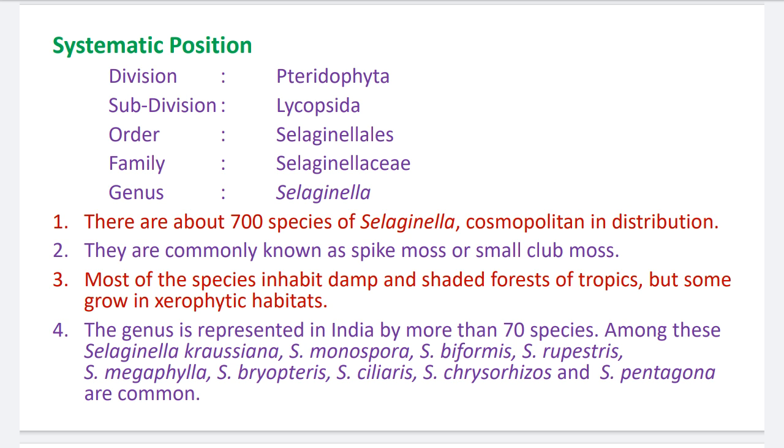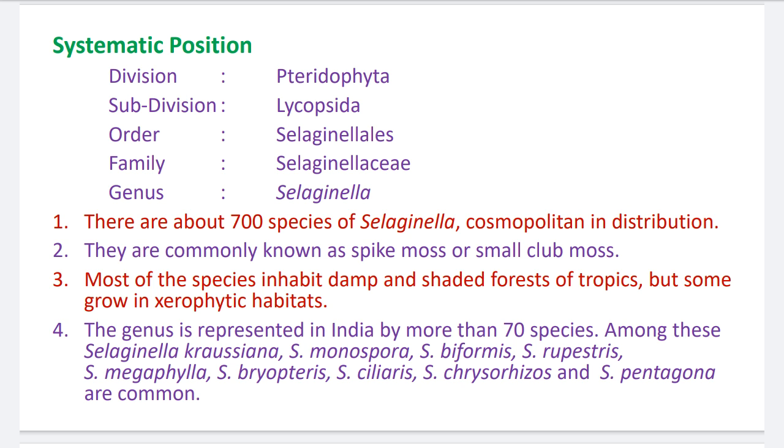Then there are about 700 species of Selaginella, cosmopolitan in distribution. The total number of species of Selaginella is 700 and its distribution is cosmopolitan, means they can occur everywhere their life is possible. Number 2, they are commonly known as spike moss or small club moss. Due to their body appearance, they are considered as spike moss or small club moss.